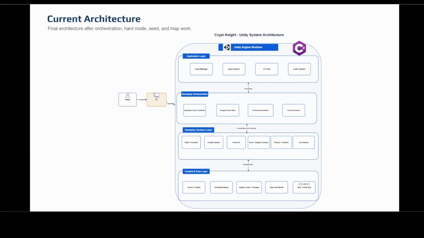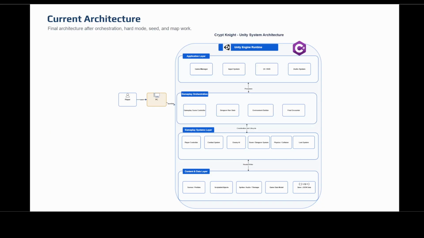Under that is the gameplay orchestration layer. This is the main difference that was not in the original design that became much more important as the project grew, because the scene controller had to coordinate room construction, geometry, music, final encounters, and floor transitions without every game component owning that life cycle.